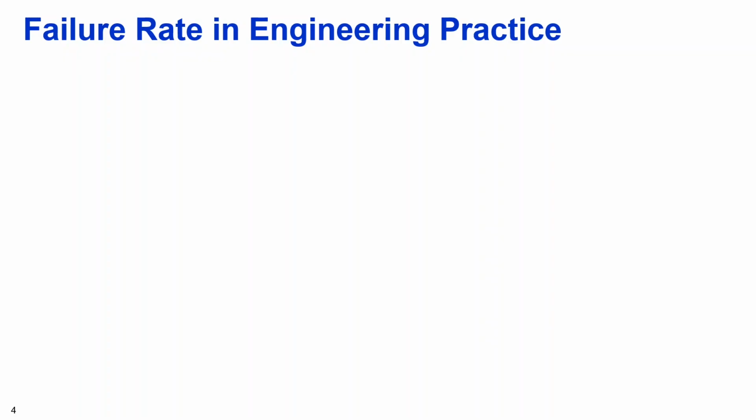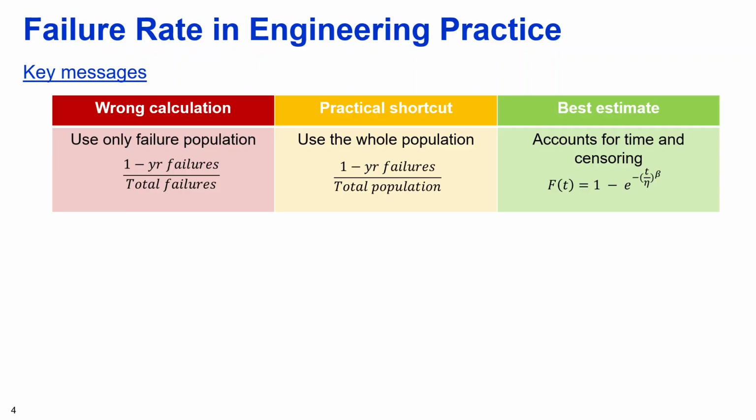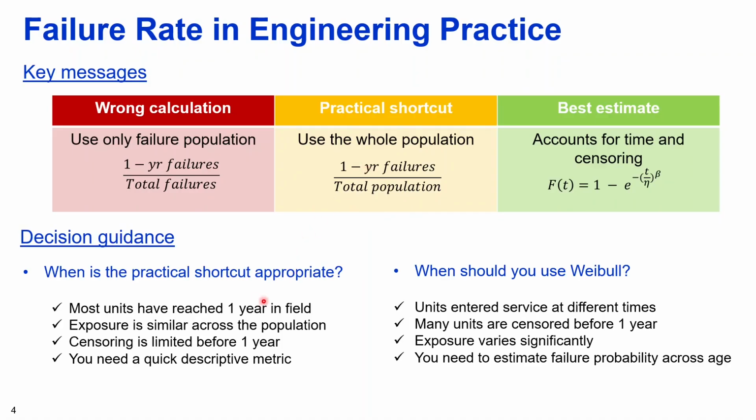So, what shall we do in engineering practice? The key message is simple. Do not estimate the 1-year failure probability using only the failed population. However, as a practical shortcut, we can use the number of 1-year failures divided by the total population at risk. And this simple calculation is often good enough when most units have reached their 1 year in the field, or when exposure is reasonably similar, or censoring before 1 year is limited. And it is especially useful when you just need a quick metric.